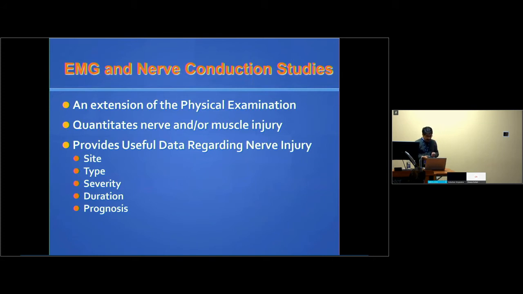And then prognostic: if you don't get any response and there are no surviving axons, we are able to determine that and give an idea about prognostication.